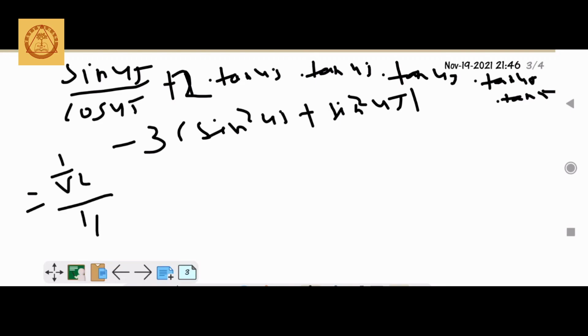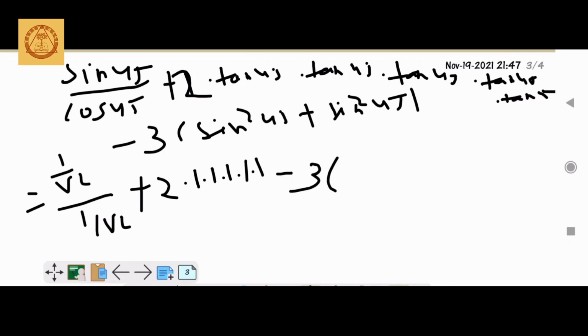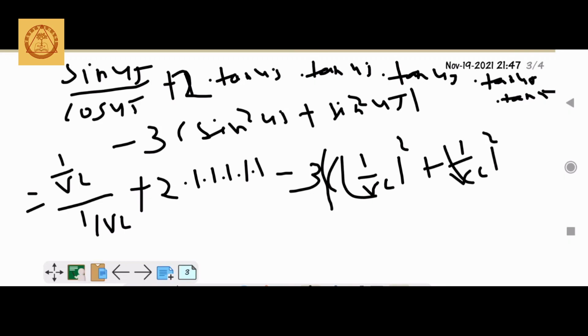Cos 45 is also 1 by root 2, plus 2 into tan 45, and tan 45 is 1, so 1 into 1 into 1 into 1 into 1, that whole will be 1. Then minus 3 whole into sine square 45, that is 1 by root 2 whole square, plus again 1 by root 2 whole square.